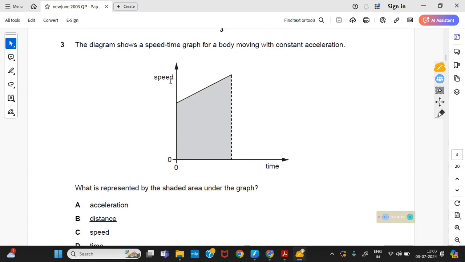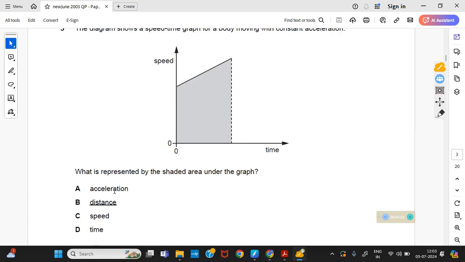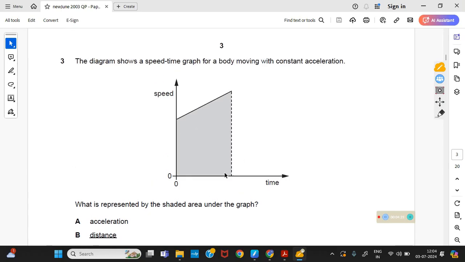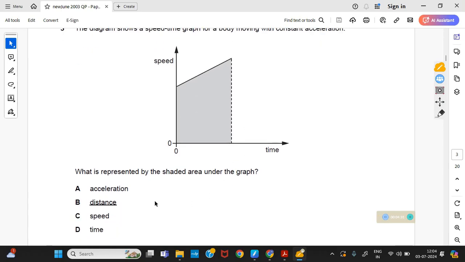The diagram shows a speed time graph for a body moving with constant acceleration. What is represented by the shaded area under the graph? We know that the shaded area in a speed time graph represents the distance. So option B is right.